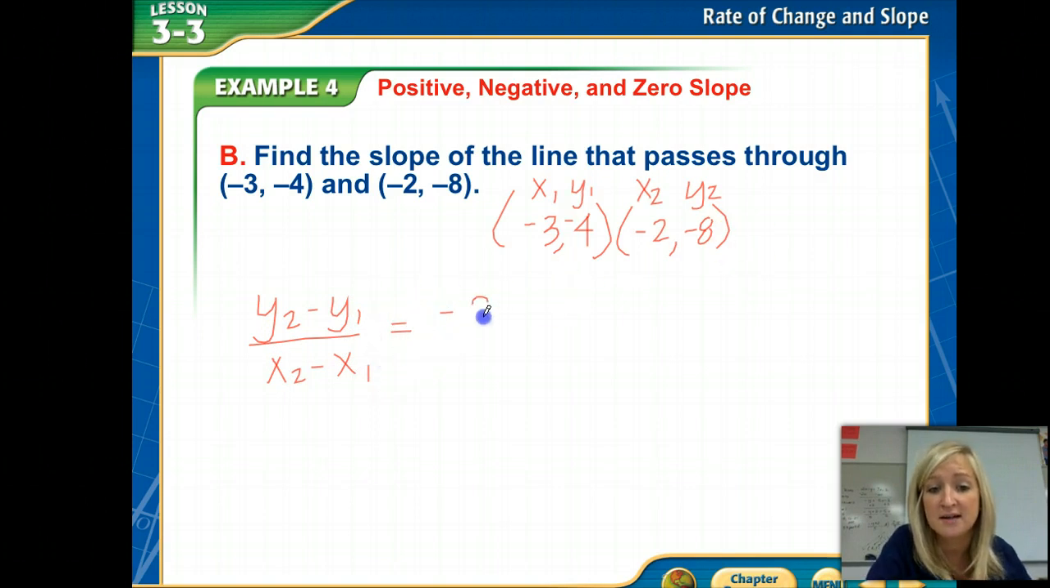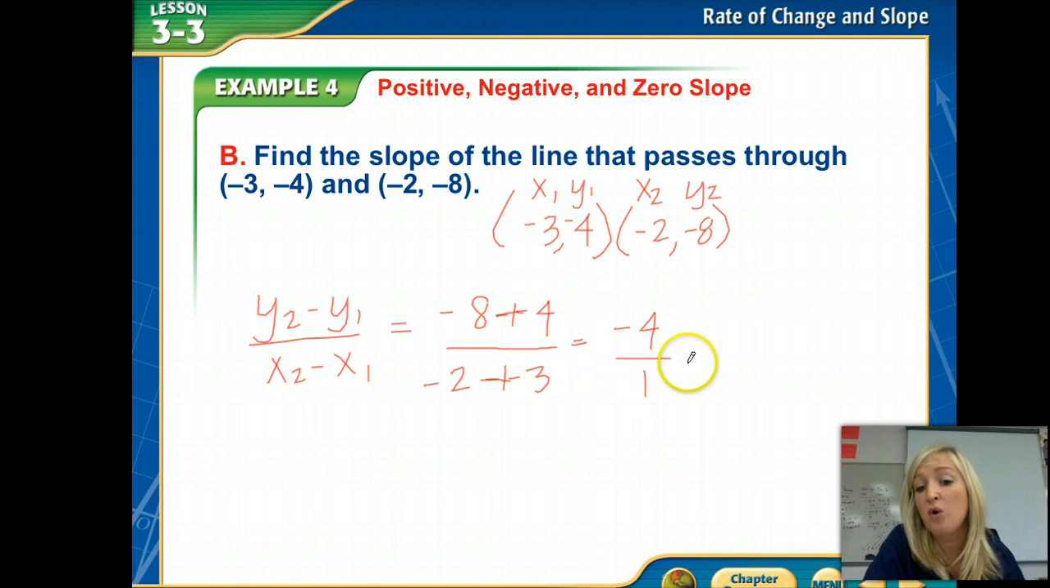So a -8 minus a -4 all over -2 minus a -3. So my 2 negatives here become positive, and my 2 negatives here become positive. So -8 plus 4 is still -4, and -2 plus 3 is 1. So -4 over 1 does simplify to -4. -4 over 1 or just -4 would be the correct answer for the slope of this line.